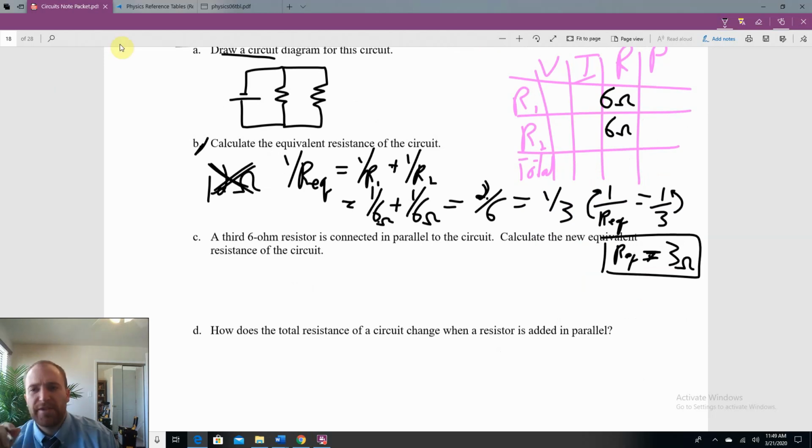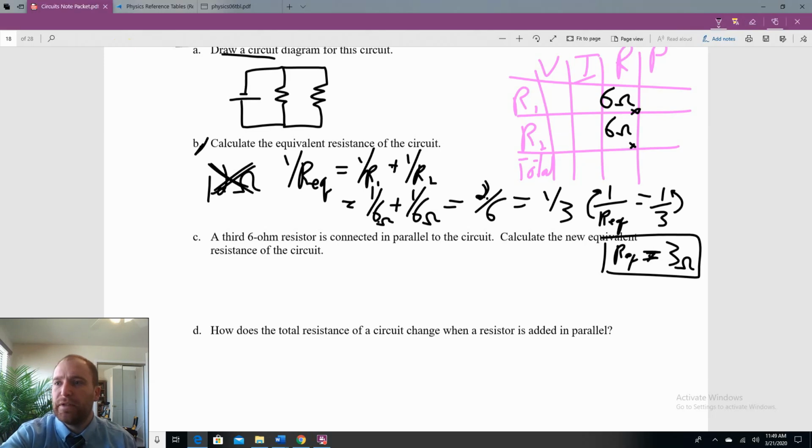You should think about this for a second, because it should seem weird that having 6 ohms and then another 6 ohms gives you a total of 3 ohms, which is smaller. But remember, adding resistors in parallel makes the equivalent resistance smaller. This actually does make sense for a parallel circuit. And let's see what would happen if we kept going with that trend.